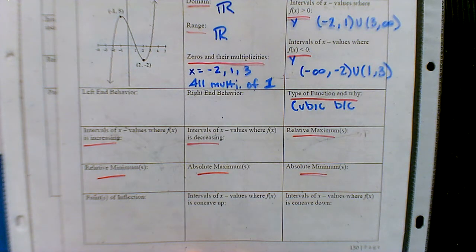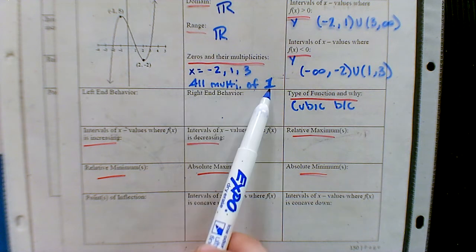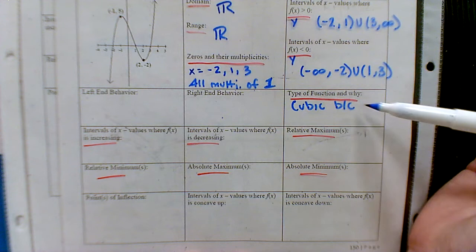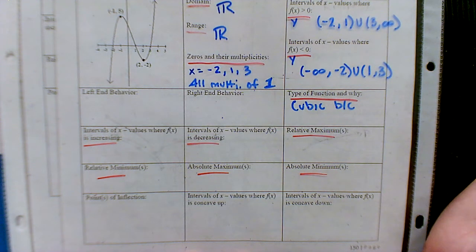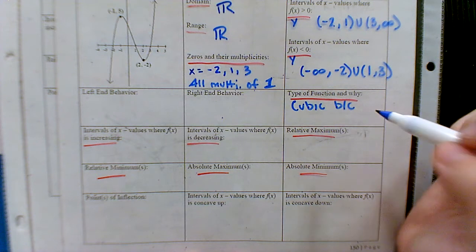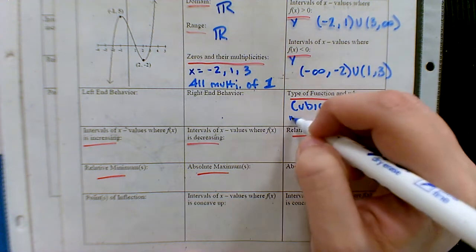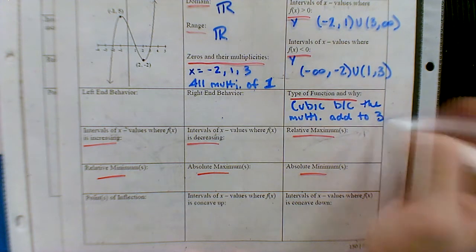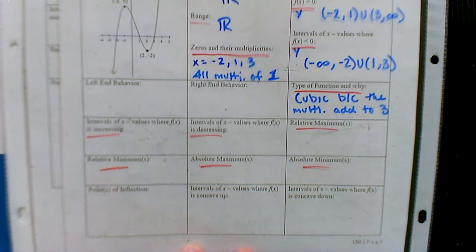If you add them all up, they add to 3 in this case. Notice how you have 3 x-intercepts, all multiplicity of 1. 1 plus 1 plus 1 is 3. So you could use the hump or bump idea, or you can use the multiplicities. Either one is a pretty good justification. Cubic because, at least I'll write on here, the multiplicities add to 3. I don't have a lot of room in that box to write everything you could look for.